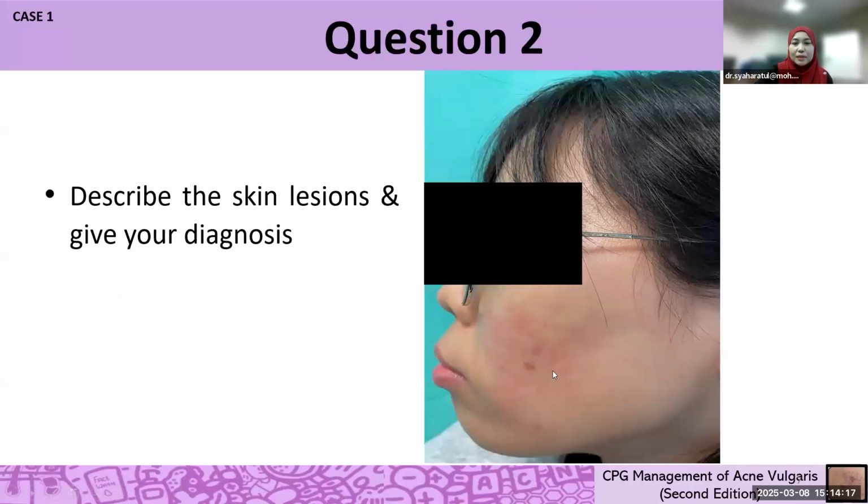Right, so now I'm just going to test your clinical knowledge. Do you think we can describe what you see in the picture here? You can type your answer in the chat box.